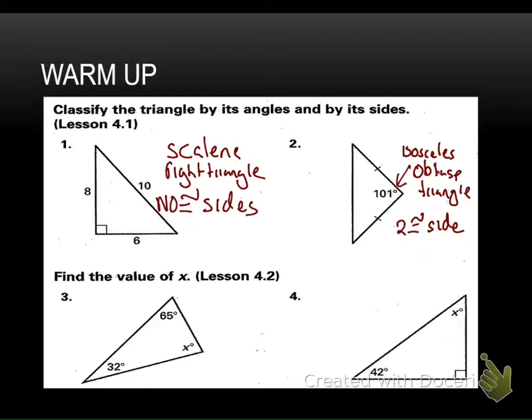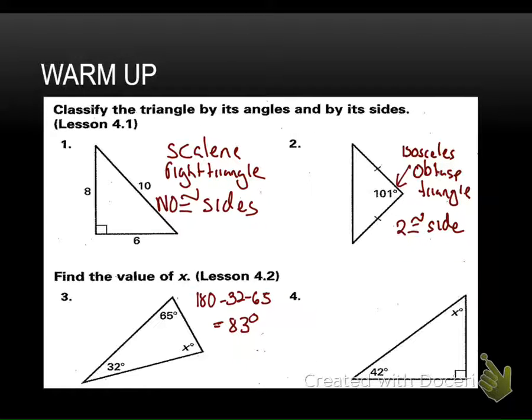Okay, on the one down here, we want to find our value of x. What is the sum of the interior angles of a triangle? How much does that add up to? 180. So 180, and then we're going to subtract the two angles we have. 32 and 65. So 180 minus 32 minus 65. 83. We have 83 degrees here.